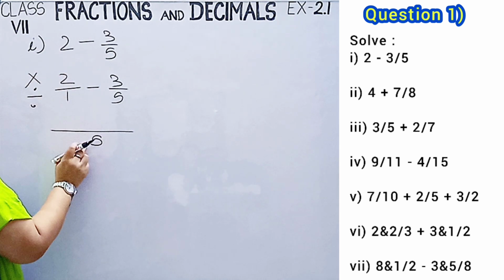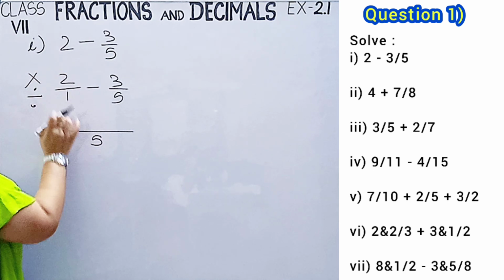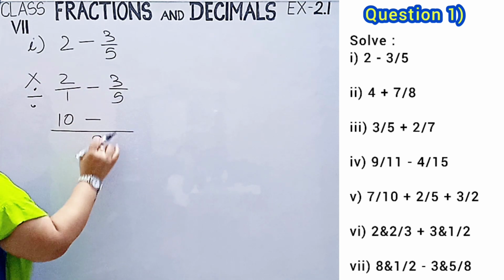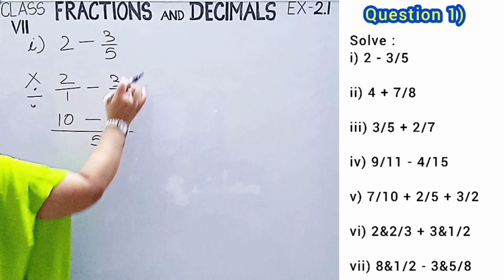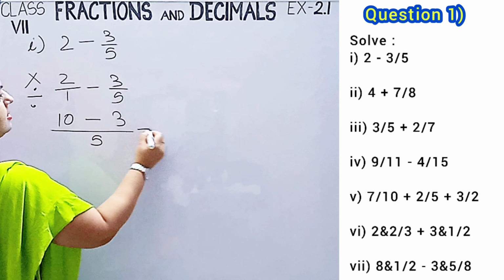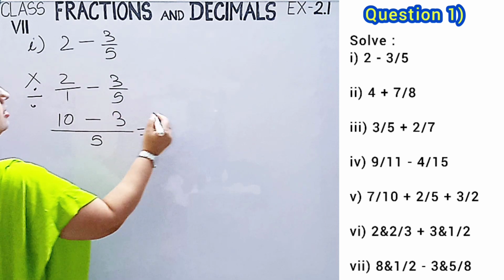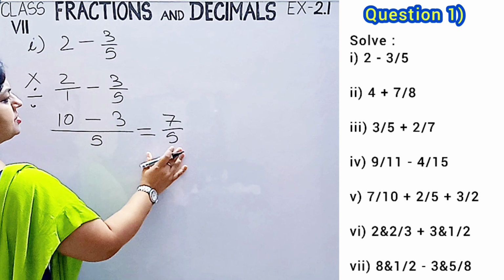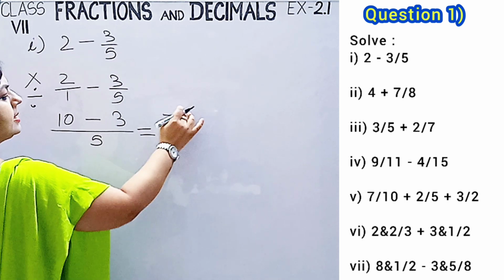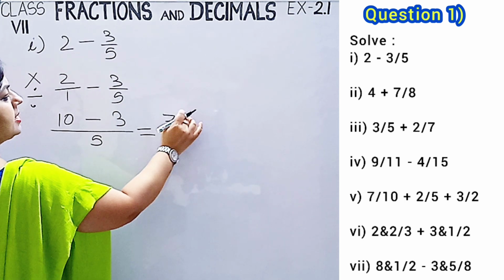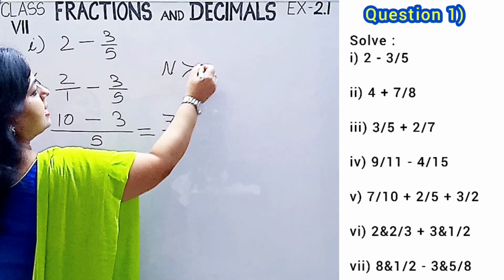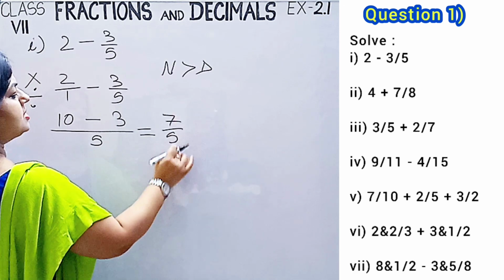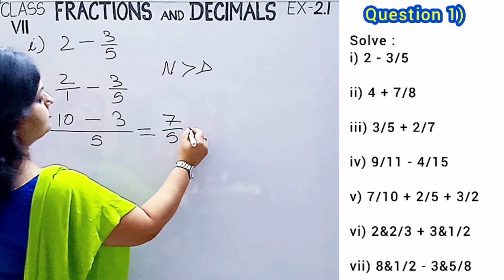So if we divide 5 by 1, we get 5, then multiply with 2. So 5 2s are 10. Minus 5 divided by 5, we get 1. 1 will be multiplied with 3, we get 3. 10 minus 3, we get 7 upon 5. So 7 upon 5 is an improper fraction because 7 is greater than 5 and this is the numerator. If the numerator is greater than the denominator, then this is an improper fraction. So here we will change it into a mixed fraction also.